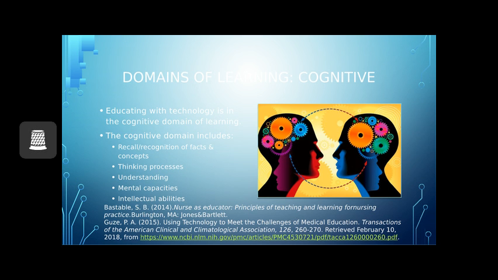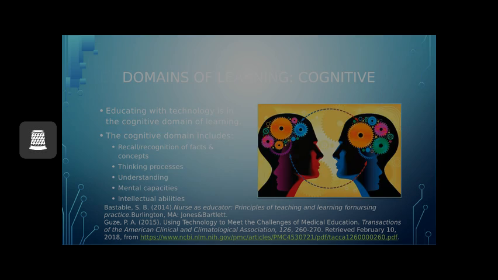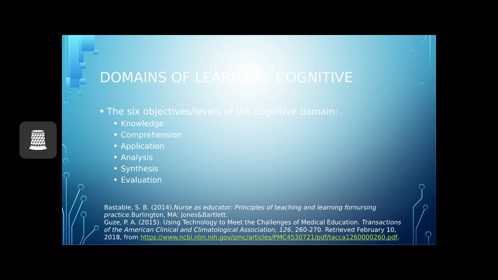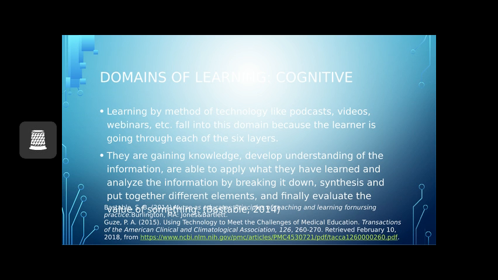So the three domains of learning are cognitive, affective, and psychomotor. The first one is cognitive, and I think technology does fall into the cognitive domain, which includes recall and recognition of facts and concepts, thinking processes, understanding concepts, mental capacities, and intellectual abilities. So there's 6 levels of the cognitive domain, which are knowledge, comprehension, application, analysis, synthesis, and evaluation, which the goal is to use every one of them when being educated.